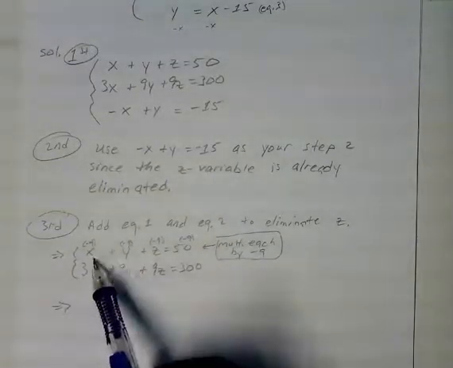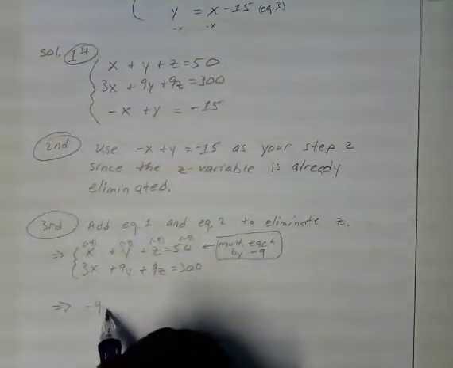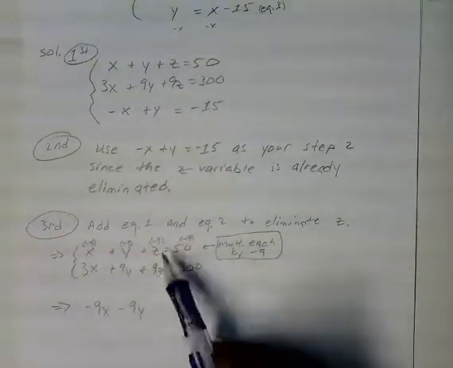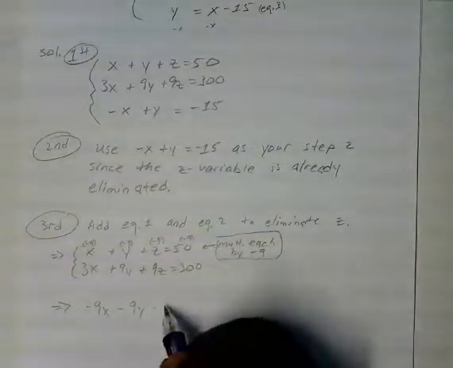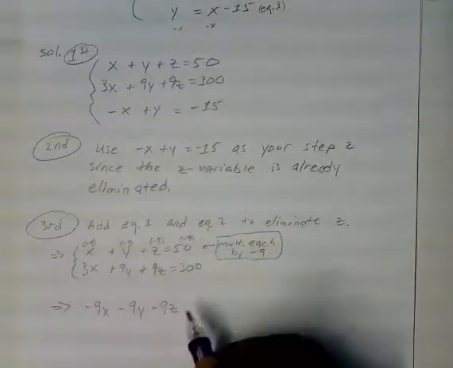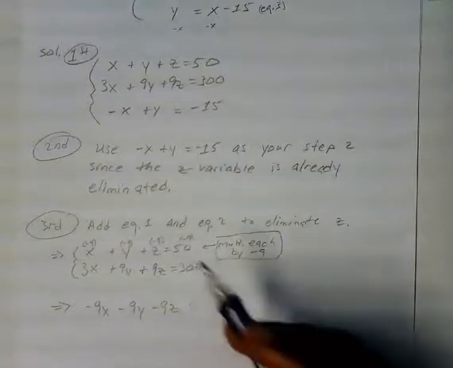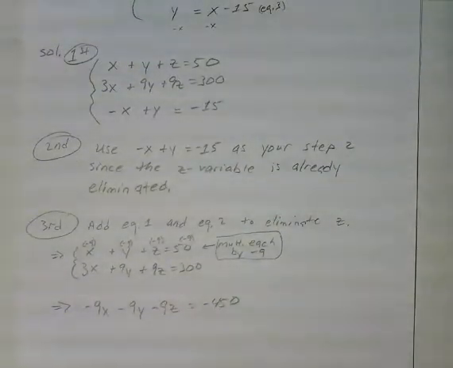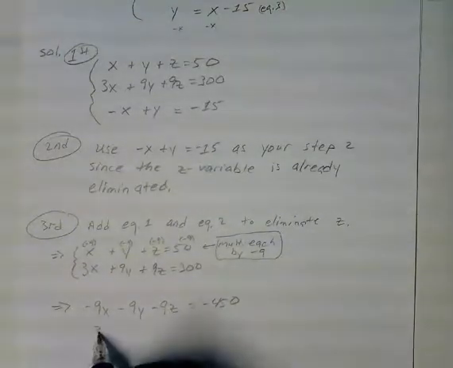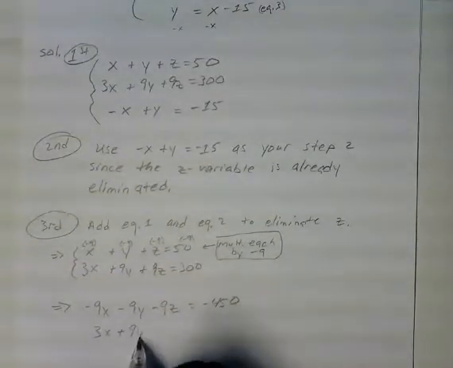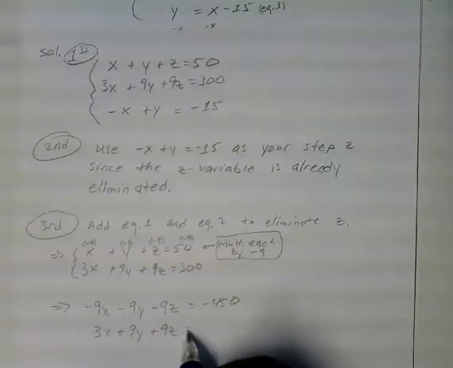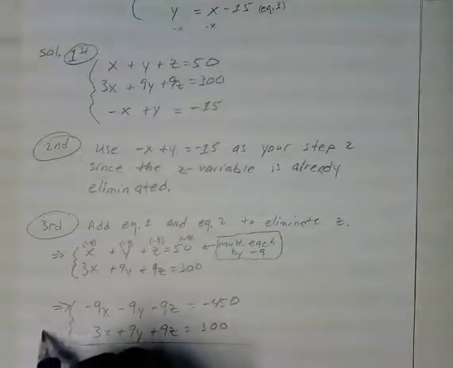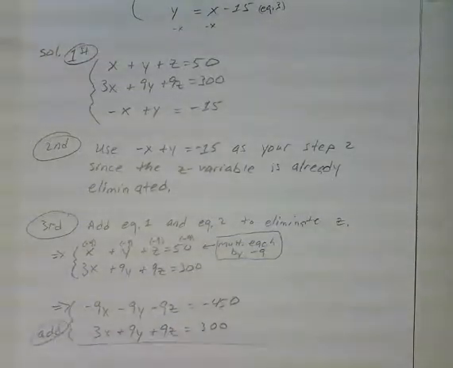Okay, so you have -9 times x, which is -9x. You have -9 times y, which is -9y. You have -9 times z, which is -9z, equals -9 times 50, which is -450. Okay, so here you have 3x plus 9y plus 9z equals 300, and we can go ahead and add those together.